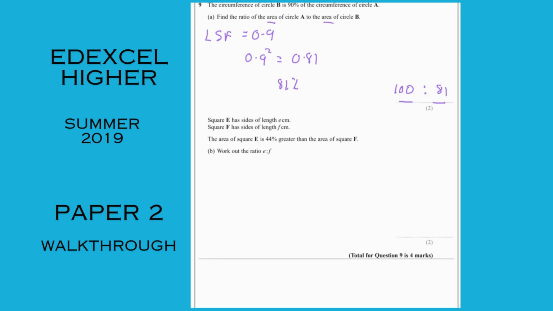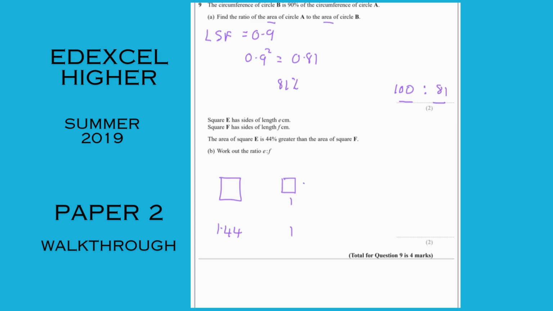Similar bit of logic here. Square E. I did a little diagram. Draw square E. F is a little bit smaller. The area is 44% greater. So if the area here is 1, the area here is 1.44. That's 44% bigger. But just like I explained in part A, to go from linear scale factor to area scale factor, you square it. To go from area to linear, you square root it.